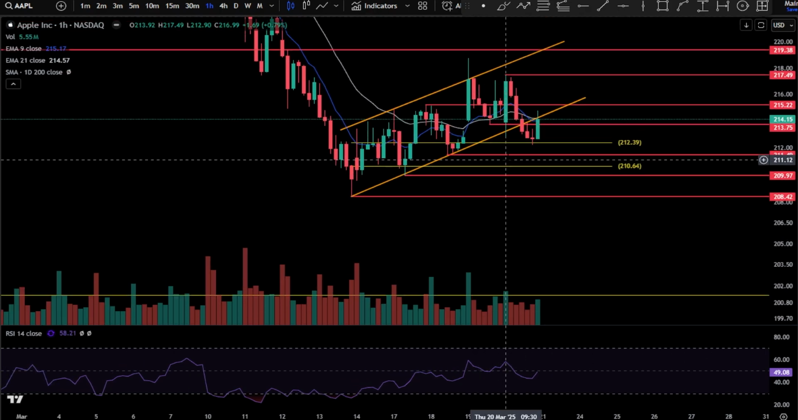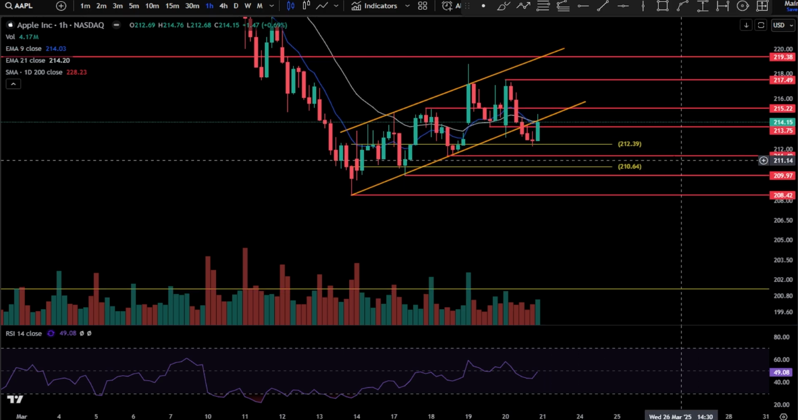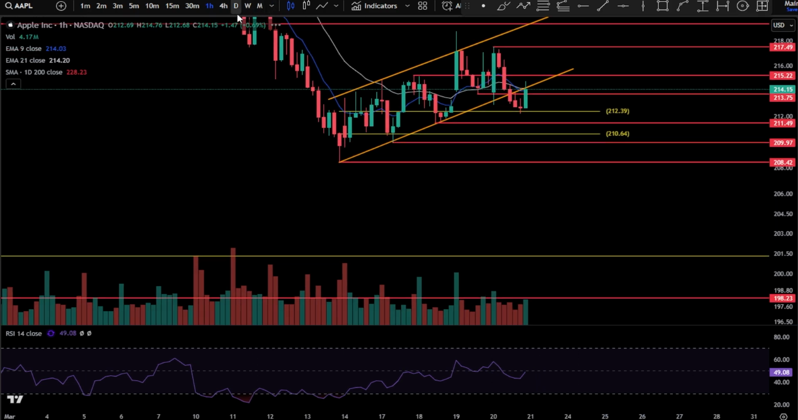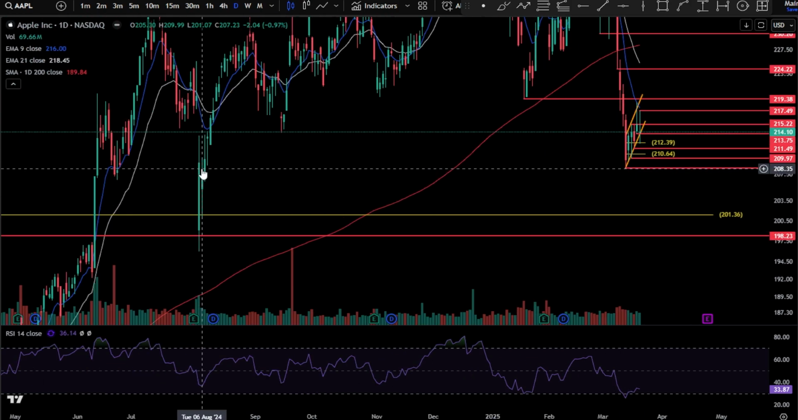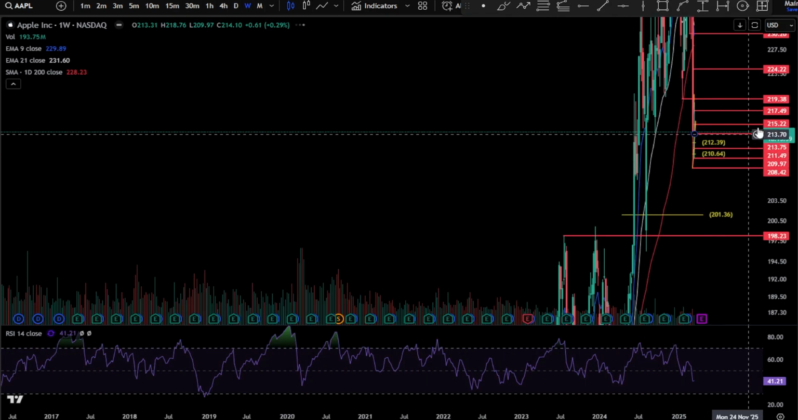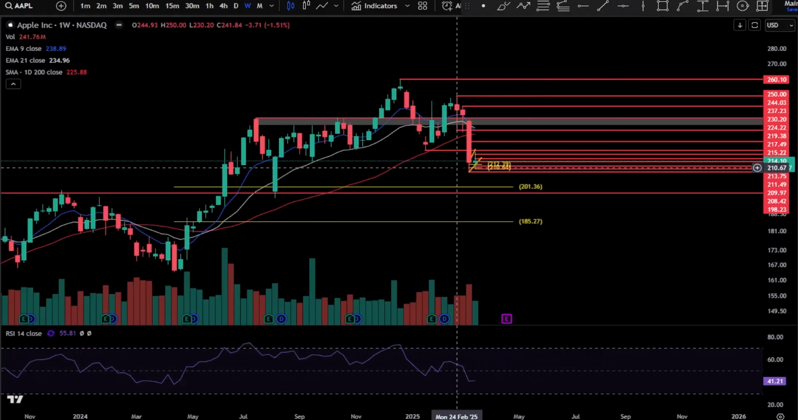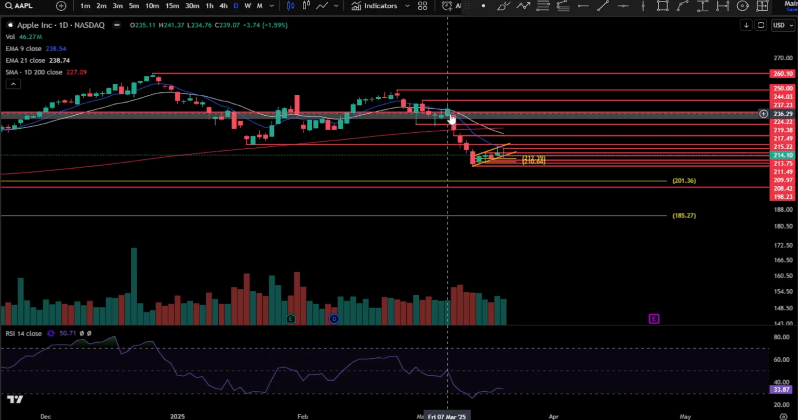211.49, you're probably going to start breaking down and testing 209.97, 208.42. And at that point, let's come back over the daily time frame. You really have nothing in between here and down here. Now, if we see these things, this could happen in the span of a few days here. We've seen it before.